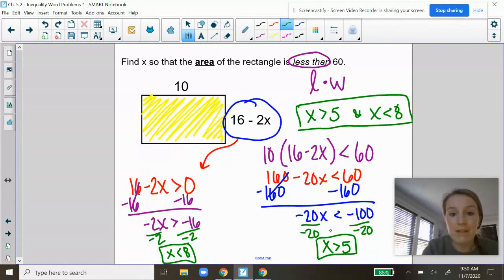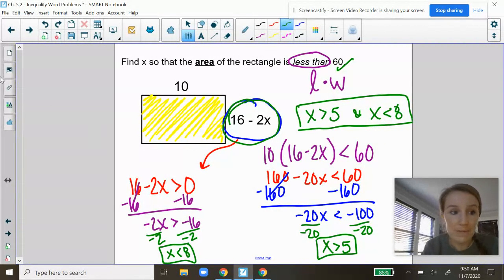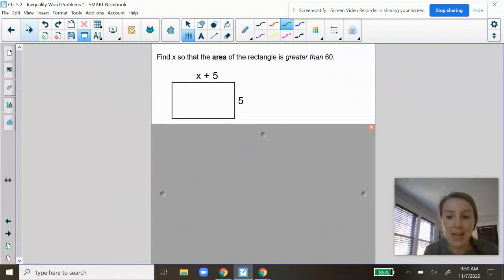The numbers that are greater than 5 are going to help me get to my area that's going to be less than 60, but the numbers that are going to be less than 8 are also going to satisfy that this side will always be bigger than 0. All right, last one. I want you to try this one on your own.